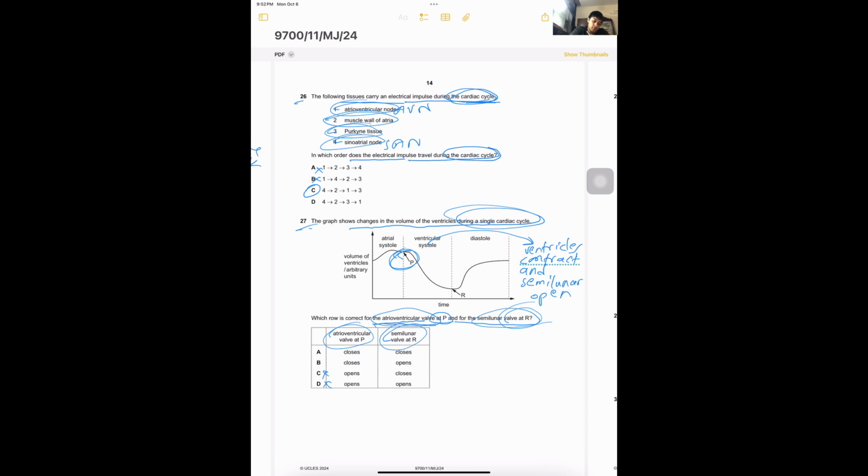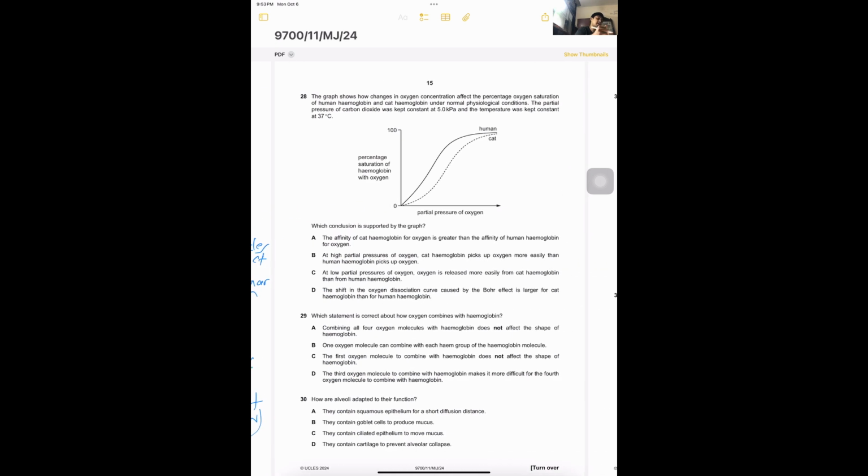And also for the semilunar valve, they are entering diastole, so when it moves to diastole, both valves close to prevent backflow, right? Both the semilunar and atrioventricular valves will close. Again, this is completely from our theoretical knowledge, and you have to know this information. These are basic level questions, and if you know your textbook properly, if you read through and gained all the concepts nicely, you should be able to do those questions quite easily.